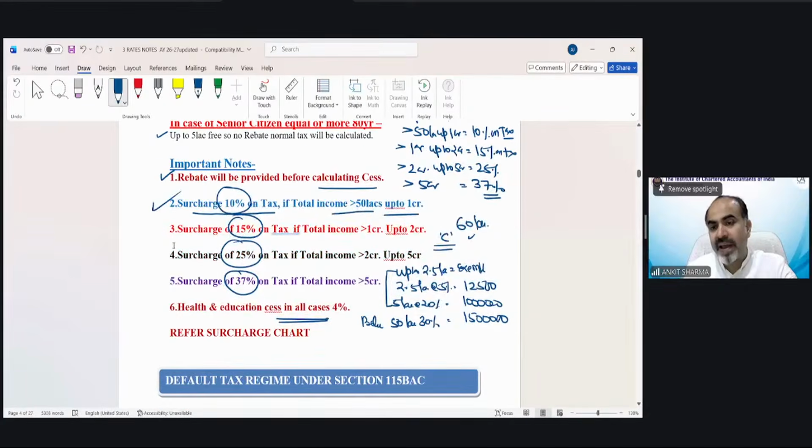Now this 15 lakh, the total tax would be 16 lakh 12,500. Now can you tell me whether rebate would be applicable or not in this case?